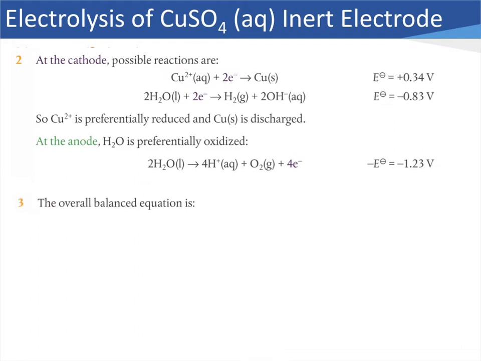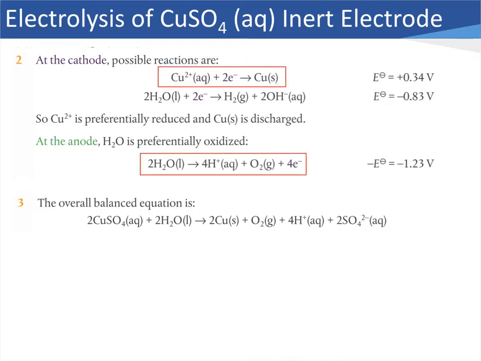So the overall balanced equation, I have this reaction happening and I have this reaction happening. So copper sulfate and water are going to form copper solid, oxygen gas, some H plus, and some sulfate ions. So this is essentially sulfuric acid, which means there would be a decrease in pH since I'm producing an acid.